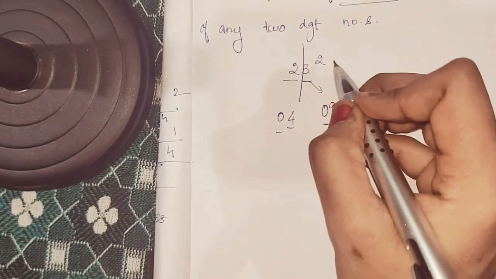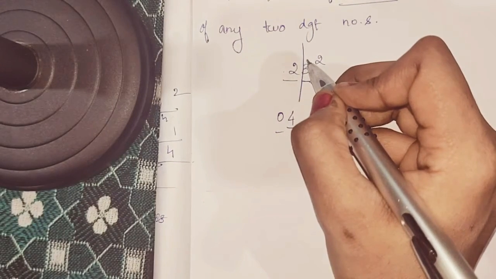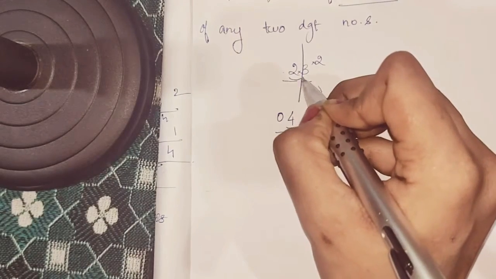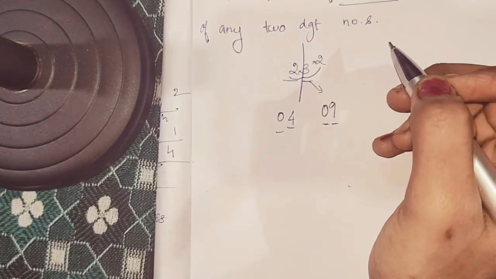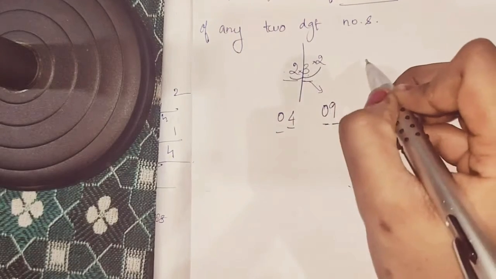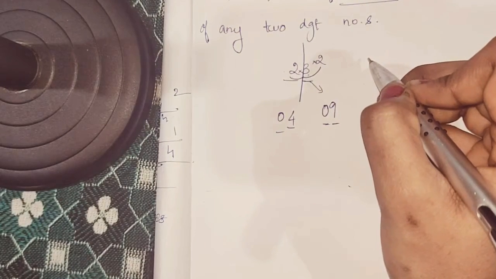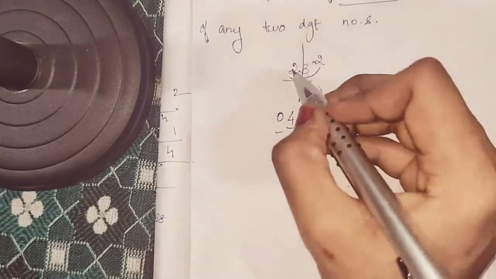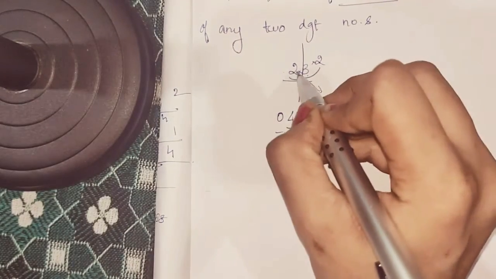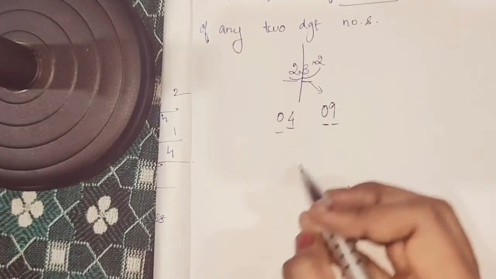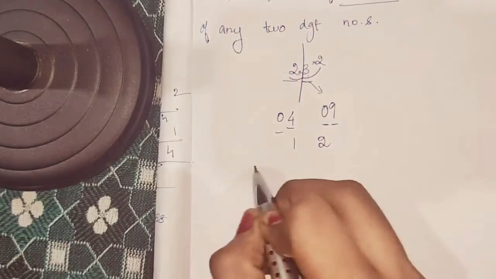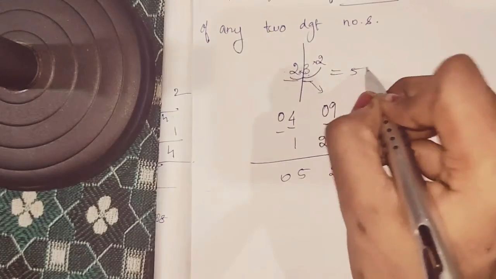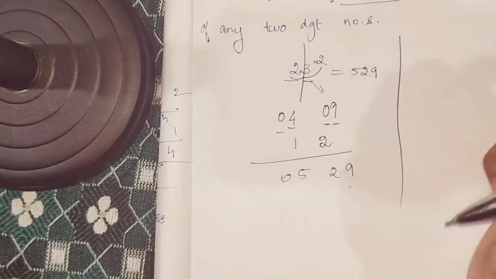Here you have to remember one thing. What's that? 2 into 3 into 2. You have to multiply everything. Otherwise you can remember it as 2 into 3 and you have to double the value. Whatever is convenient for you, just remember the trick. The trick is 2 into 3 into 2. What is 2 into 3? 6. 6 into 2? 12. So you have to write 12 here. So 09, 12, 04. Therefore 23 square is 529.